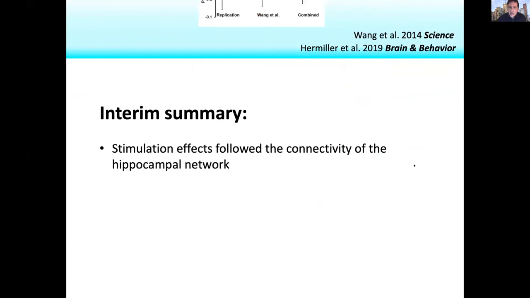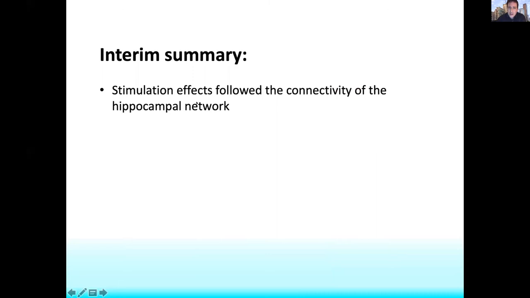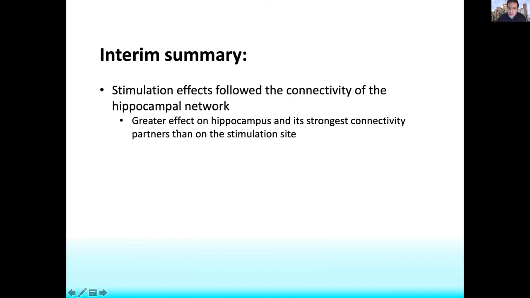And so to summarize, this study indicated that the effects of stimulation applied to the cortex really followed the connectivity of the hippocampal network. And interestingly, there was a greater effect on the hippocampus and its strongest connectivity partners than there was on the stimulation site itself, which was, as you know, picked based on its being a member of the hippocampal network. So the stimulation site was defined based on its resting state fMRI connectivity with the hippocampus.